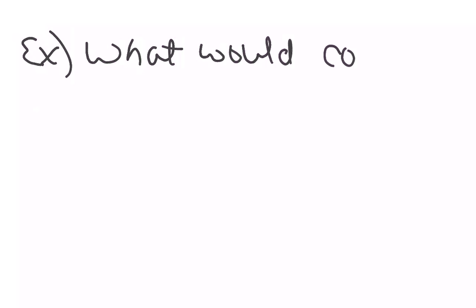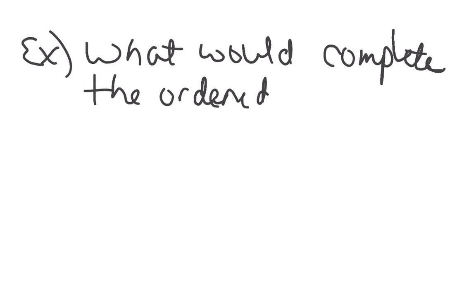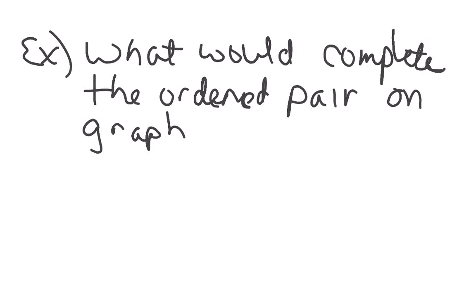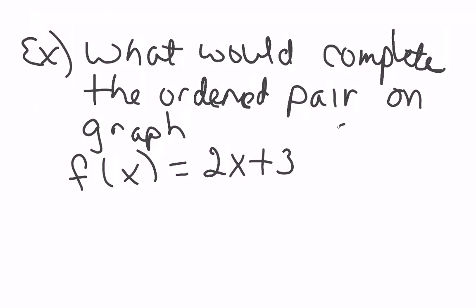Next example. What would complete the ordered pair on the graph? f of x equals 2x plus 3, and the ordered pair is -1, blank.